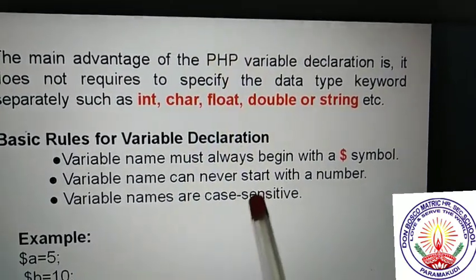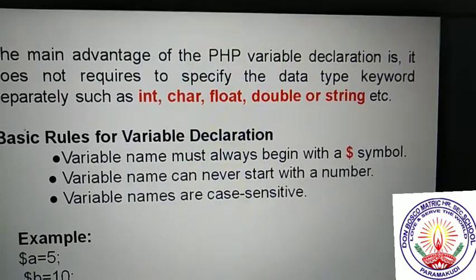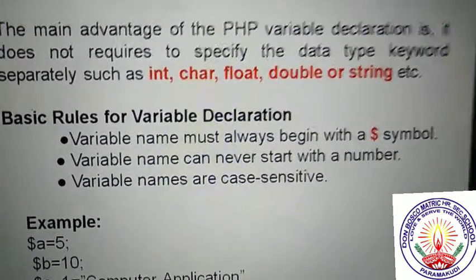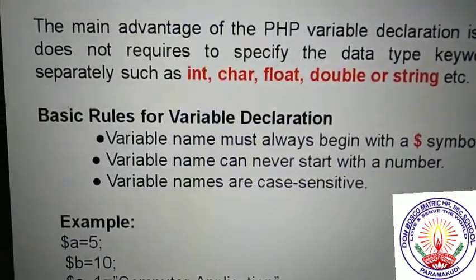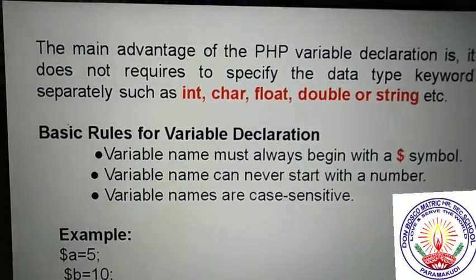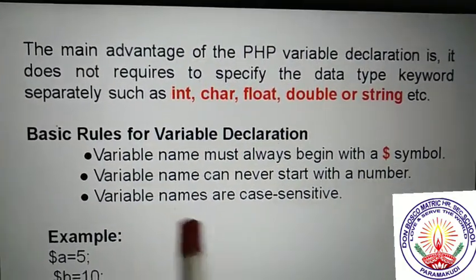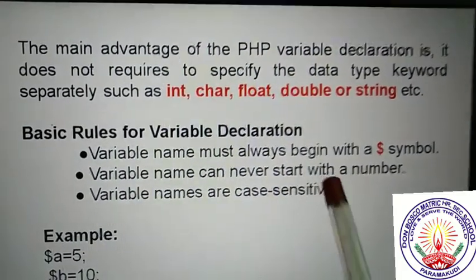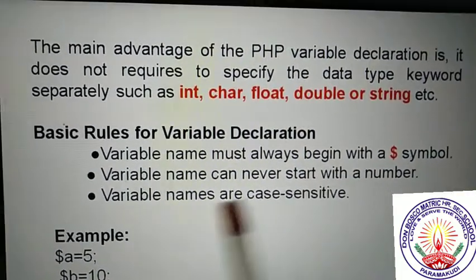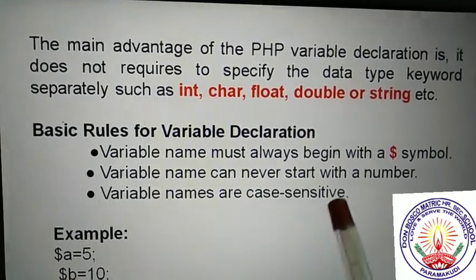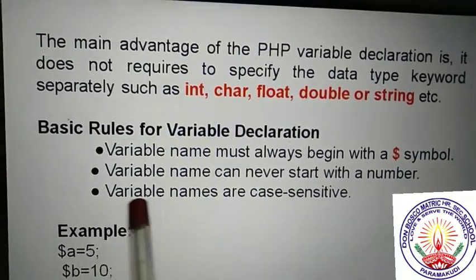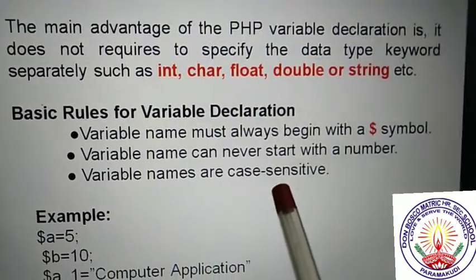Variable names are case sensitive. Case sensitive means we have to declare small letter or capital letter, lower or upper case. So the basic rules for variable declaration in PHP: variable name must always begin with a dollar symbol, variable name can never start with a number, and variable names are case sensitive.